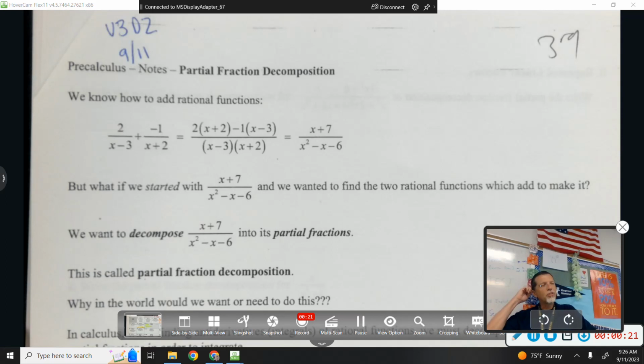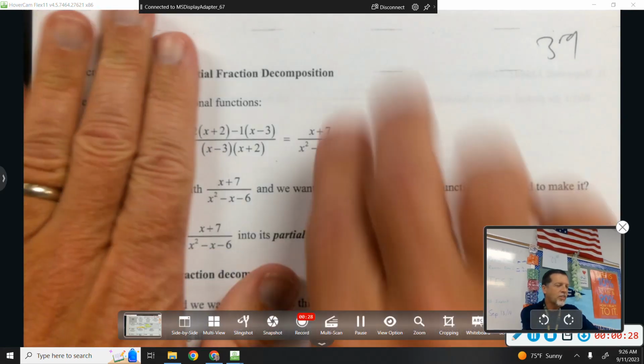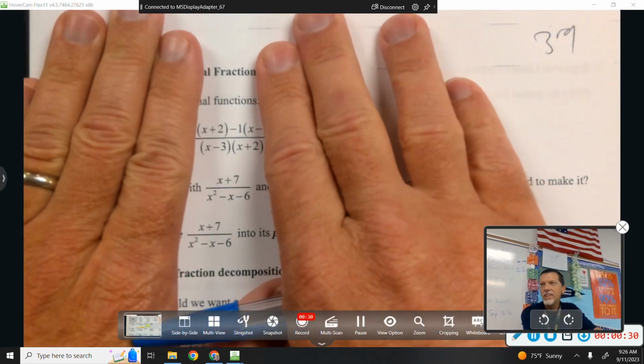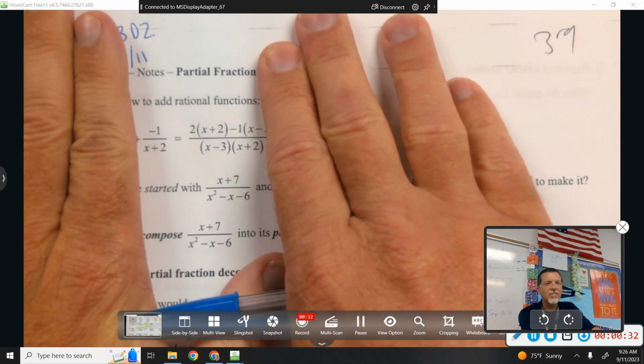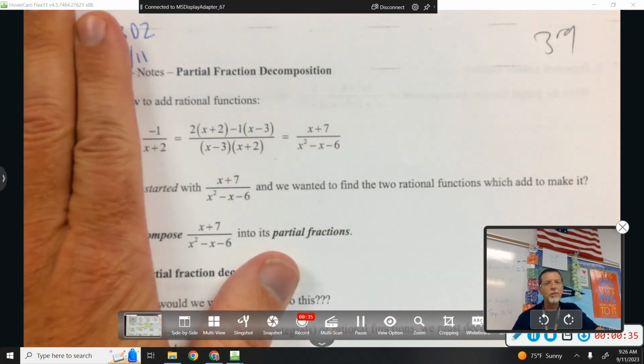All right, partial fraction decomposition. It even sounds weird. Like, fractions alone make some people scared. And now we're talking about partial fractions and decomposing them. Like, what in the world are we doing today?